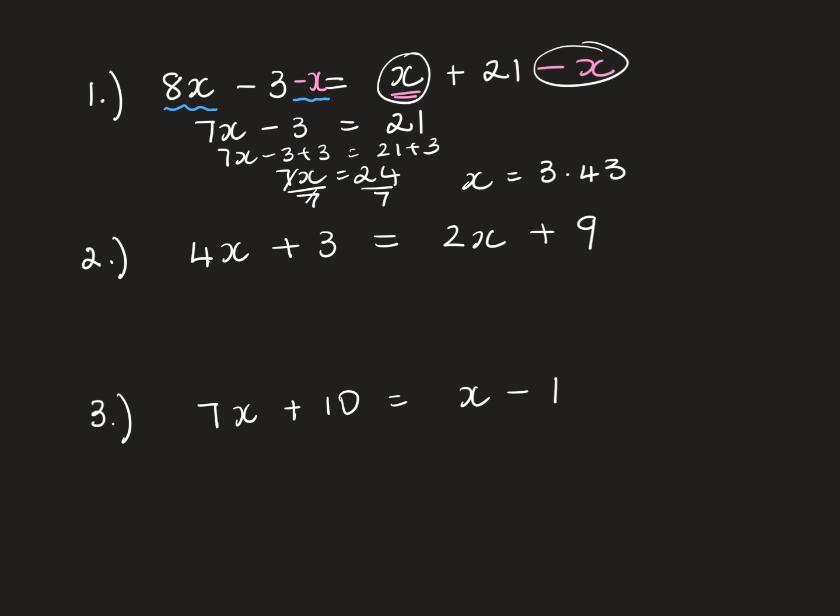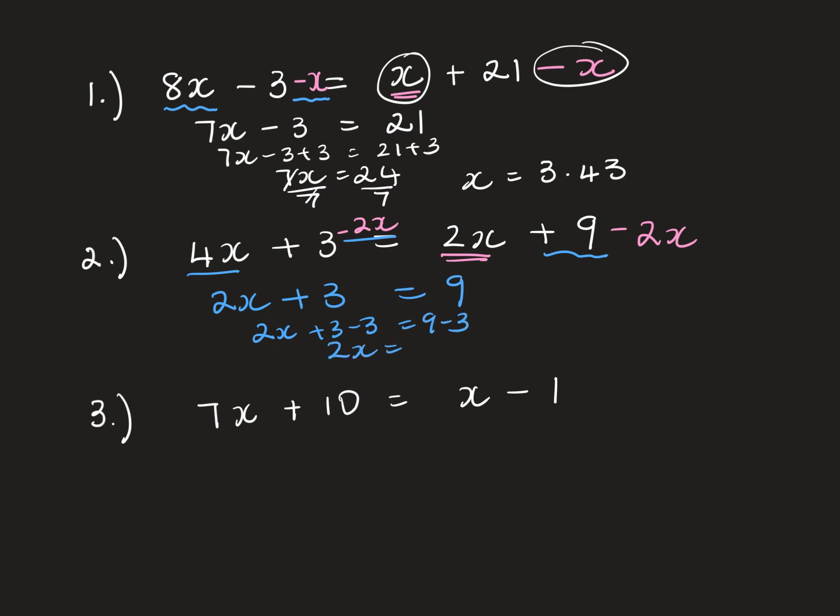Okay, on this second one, what we want to get rid of is this 2x over here. So I'm going to take away 2x from both sides. What does that leave me with? 4x, take away 2x, leaves me with 2x. I've still got that plus 3 is equal to 9. And then I just solve that.